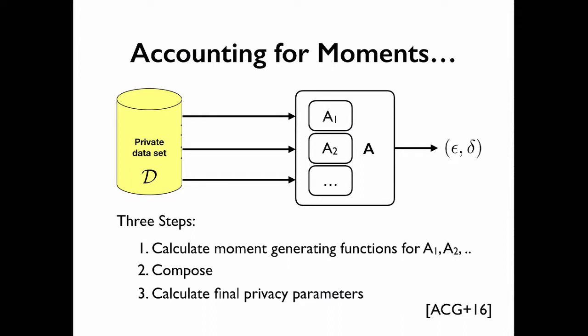Suppose you have some private data set and you have differentially private algorithms A1, A2, A3, and so on touching it, right? So first we will calculate the moment generating functions at each of these individual steps, for A1, A2, and so on. Second, we are going to compose these moments, okay? And remember, we are right now in the domain of moments. So finally, we are going to use these moments to calculate the eventually final privacy parameters, okay?